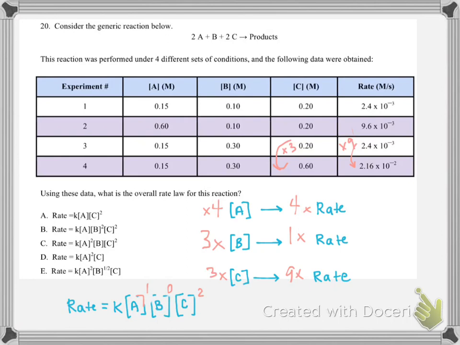And so we can simplify this rate law down to just K times A times C squared, which is answer choice A. And if they asked us to solve for the K value, we would pick one of those 4 experiments, whichever one's your favorite, plug in those concentrations, set it equal to the rate, and then solve for the K value.